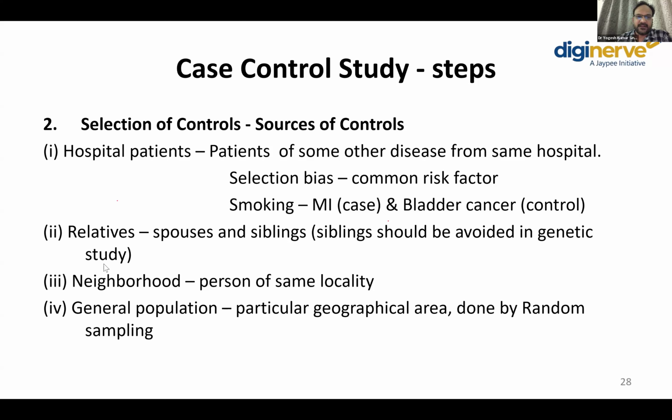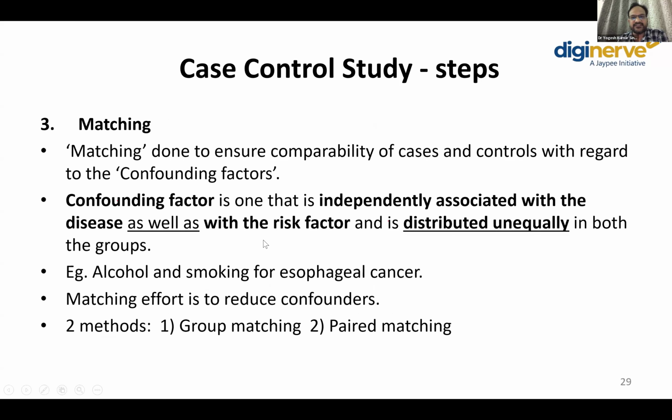We can take relatives, we can take siblings, but for a genetic study, siblings should be avoided, because if genetics is a reason for the development of a disease, it will affect the study. Neighborhood we can take, general population we can take. Now we will do matching.